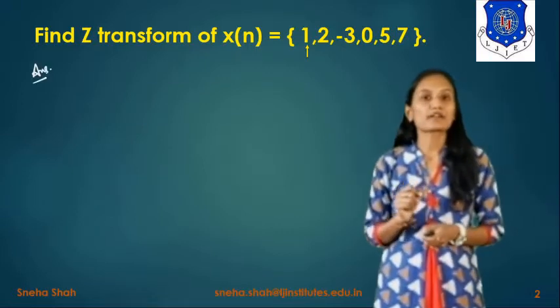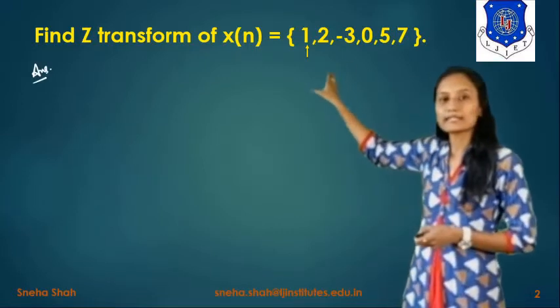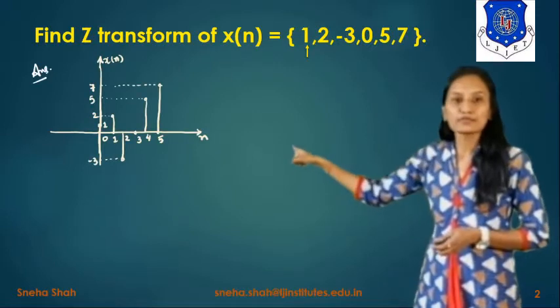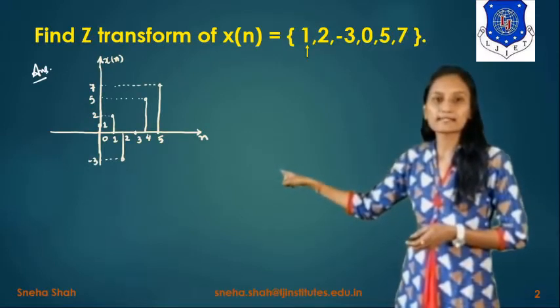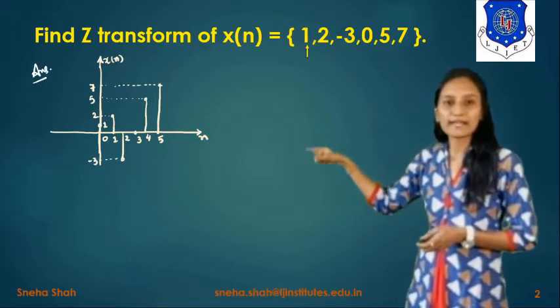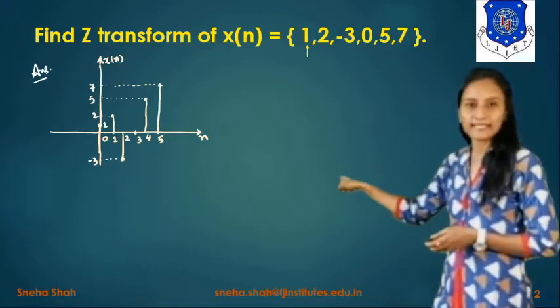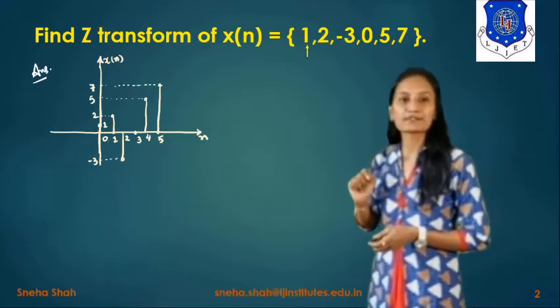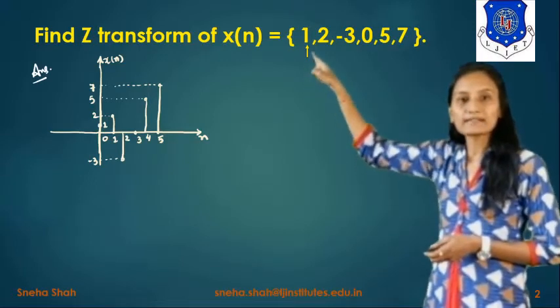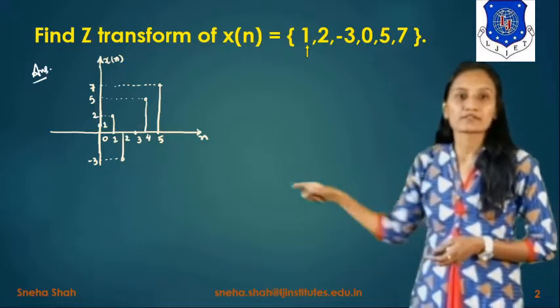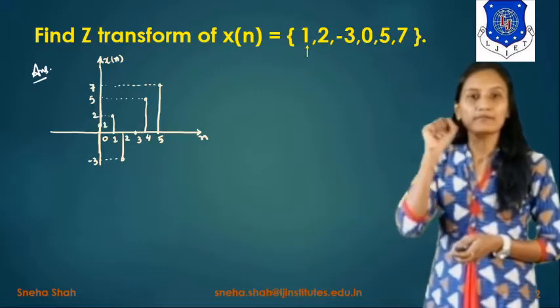If you want to solve this example, first of all I am drawing the graph of this sequence. You can see that if I draw the graph of x of n, it will look like this. X of n is a function of n, so on the x-axis we will draw n, and on the y-axis we will draw x of n. Right. Now here you can see that at n equals 0, its value will be 1. So at n equals 0, I have drawn 1.